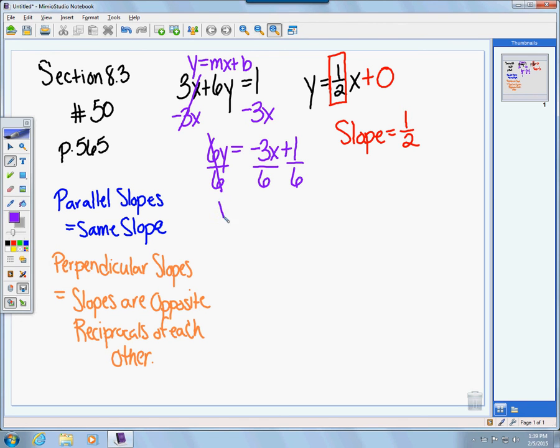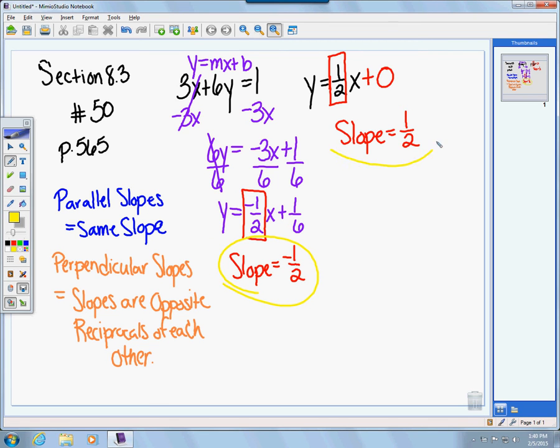Bear in mind that when you divide by 6 on the right-hand side, you want to divide each term by 6. So this would reduce down to y equals negative 1/2 x plus 1/6. Again, I'm only concerned about the slope here, and so the slope is going to be equal to negative 1/2. So let's compare our two slopes. We have a slope of negative 1/2, and we have a slope of 1/2.